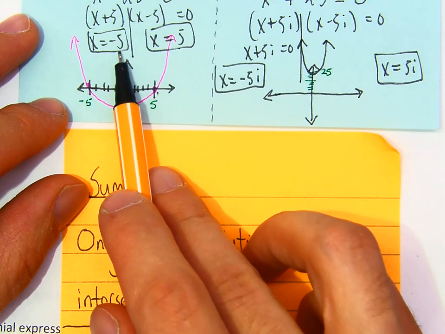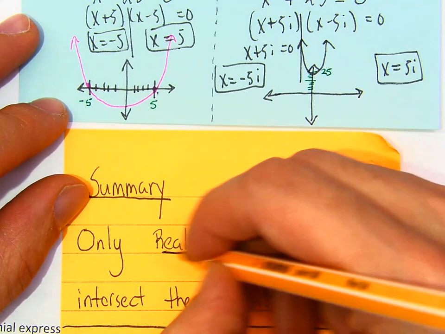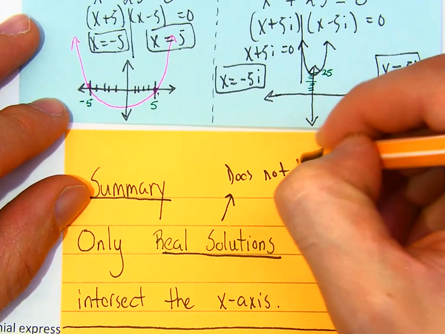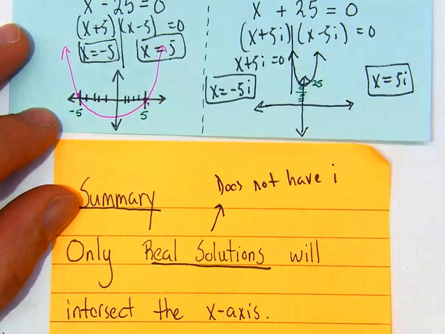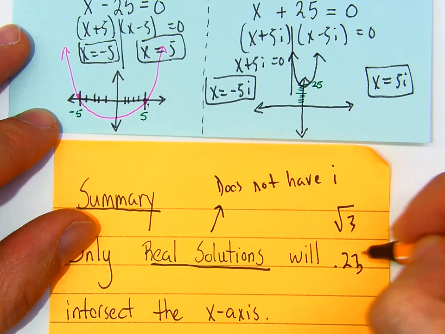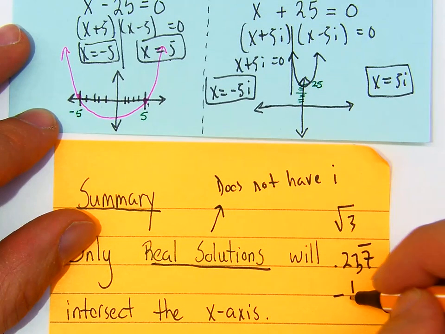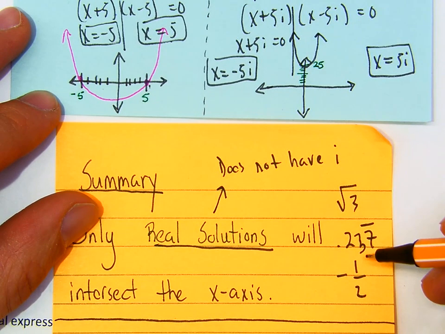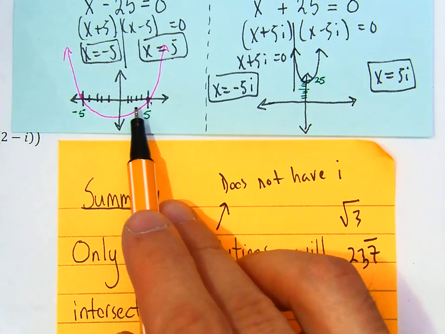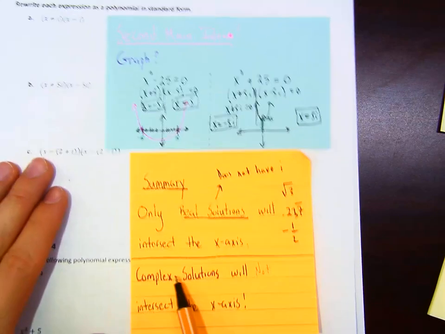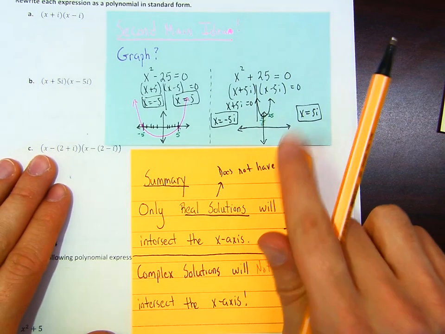And what do we mean to be real? Real just means does not have i. Okay? So even something like this is real. Something like this is real. Even -1/2. These are all real numbers. As long as it doesn't have i, it will hit the x-axis. But the second it has a complex solution over here, it will not intersect the x-axis.